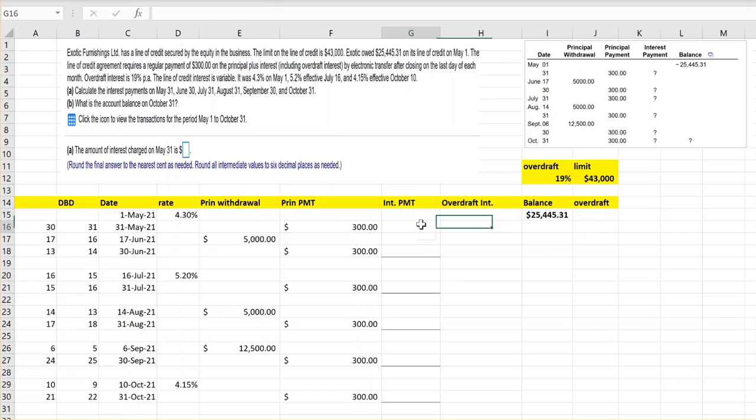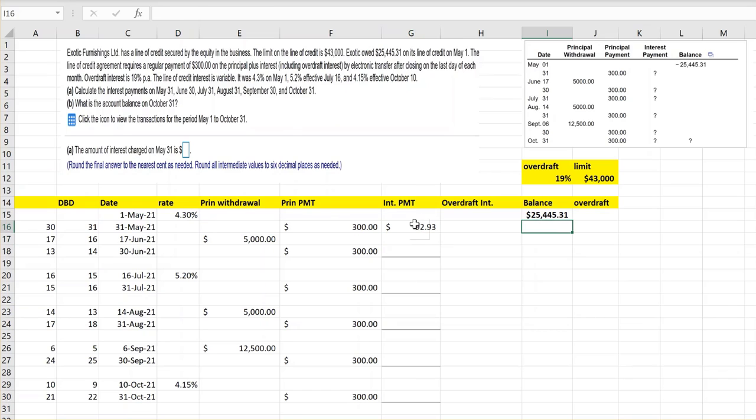The first thing I need to do is calculate my interest payment, and that's going to be equal to PRT: 25,000 times the rate of interest right there, 4.3%, times 31 days out of 365. And I know that that is $92.93.